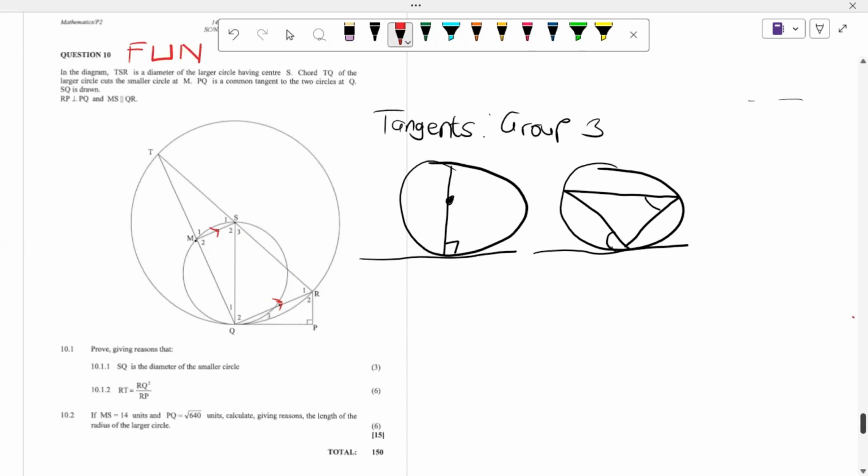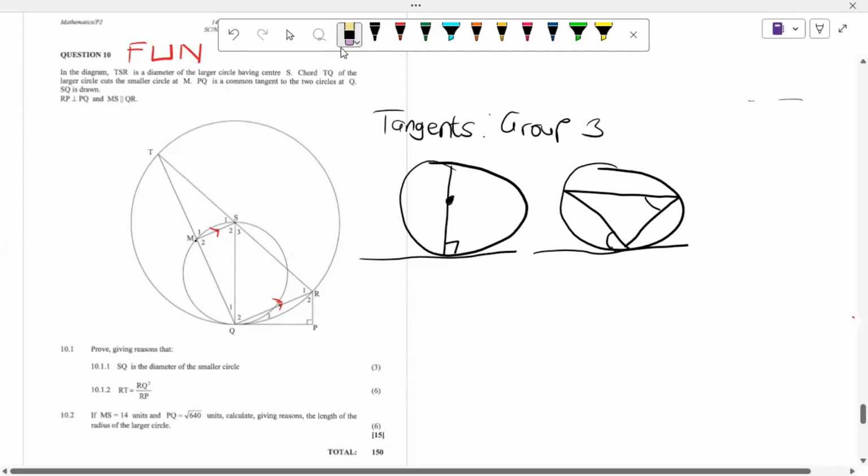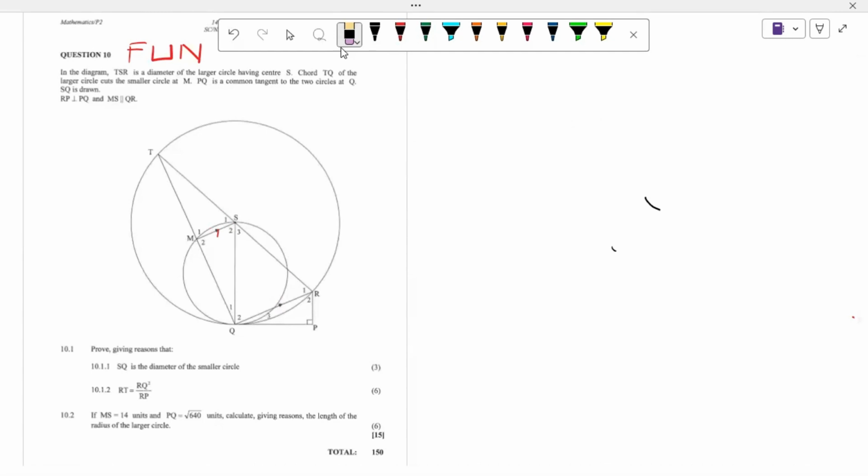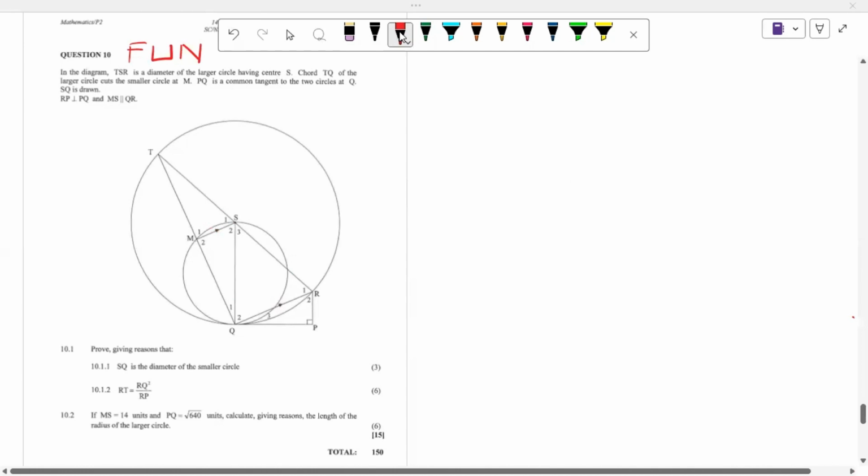10.1, prove giving reasons that 10.1.1, SQ is the diameter of the smaller circle. We are going to leave the circle geometry for this one. So we won't really have to apply a lot of processes, but we still have to apply something. So we want to show that SQ is the diameter of the smaller circle.